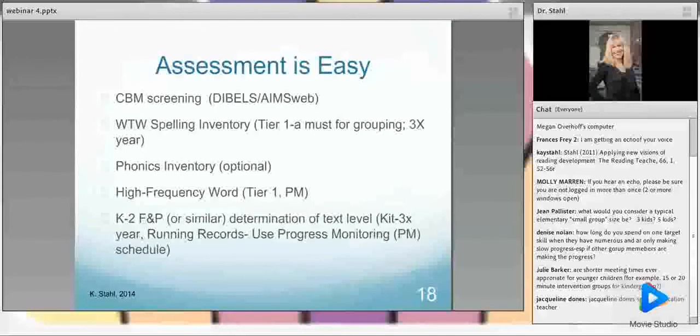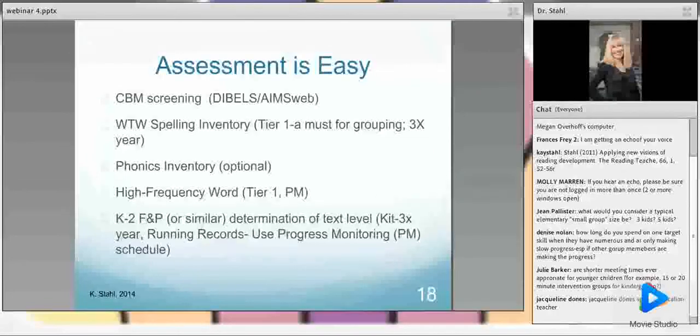Assessment of these skills is very easy because these are constrained skills. So, for example, if you use a CBM screener, you would be doing your nonsense words, you would be using your oral reading fluency at this point in first grade and also in second grade. I would also add to that, I would also use a CBM screener in first grade for high-frequency words.